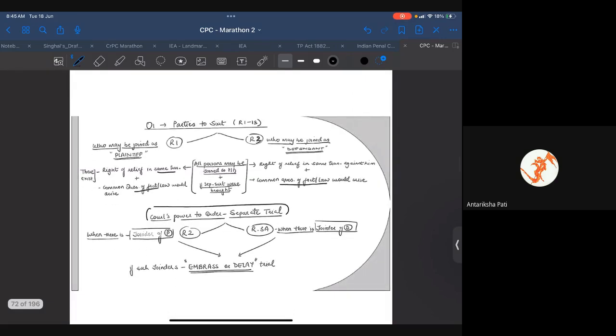Order 1 is talking about parties to the suit who may be joined as plaintiffs. Rule 1 says that if there is a right to relief in same transaction or there are common questions of fact or law, then all persons may be joined as plaintiff or defendant, or if a separate suit is brought, then they may also be joined as plaintiff. Now, who may be joined as defendants? If right to relief in same transaction arises against him or common questions of fact or law would arise against him, then all persons may also be joined as defendants, or if a separate suit is brought against them, then they may also be joined.